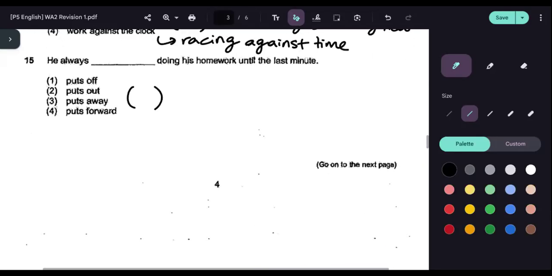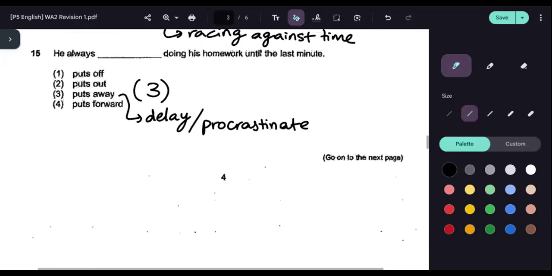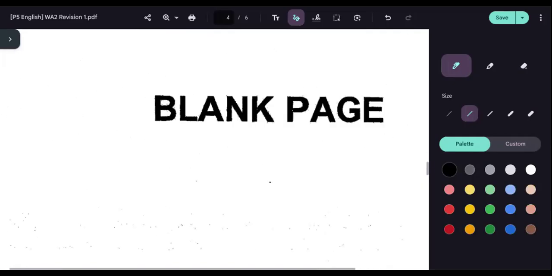Okay, next. He always blank doing his homework until the last minute. He always puts off doing his homework until the last minute. Put off means to delay, or if your vocab is very strong, you can say procrastinate. You can say that. Puts out means to extinguish, for example, a fire. Right. Let's move on.